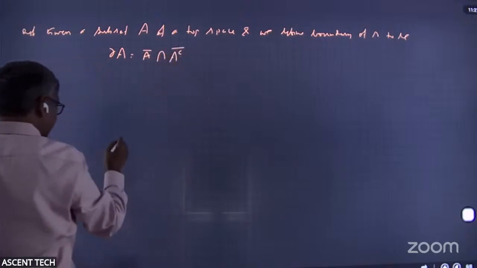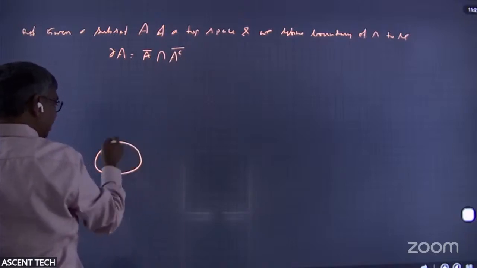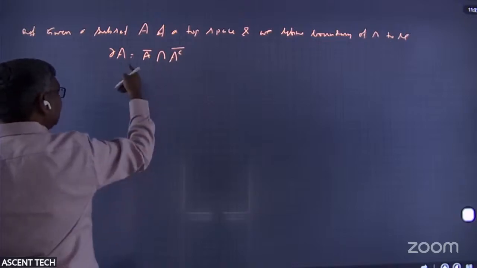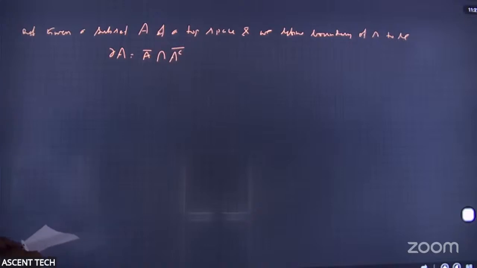Okay, so here is the subset A. Its closure, and its complement's closure, their intersection is what I call the boundary. We'll talk more about this in due course of time.